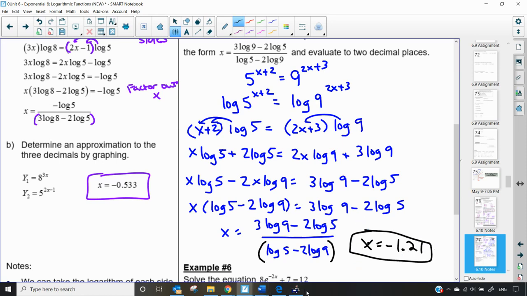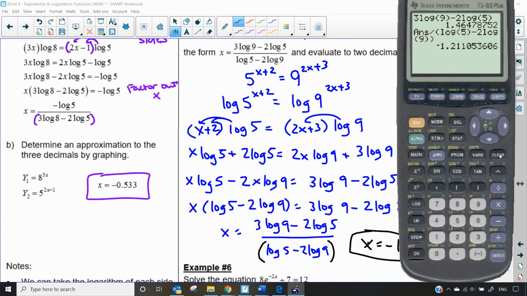Again, now you could put this in your calculator in one step, but often that gets really messy. So if you see this here, we're going to have 3 log 9, you got to close that bracket, minus 2 log 5, you got to close that bracket, and then in the bottom here we've got log 5, close your bracket, minus 2 log 9, and close your bracket. So we've got quite a few brackets that we need to focus on, but we'll still get negative 1.21.